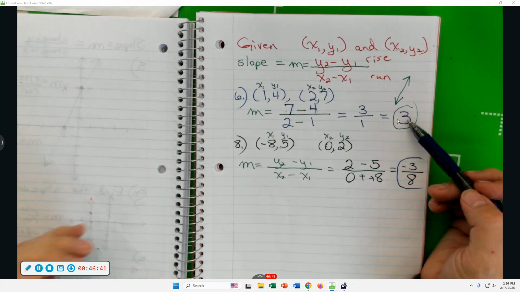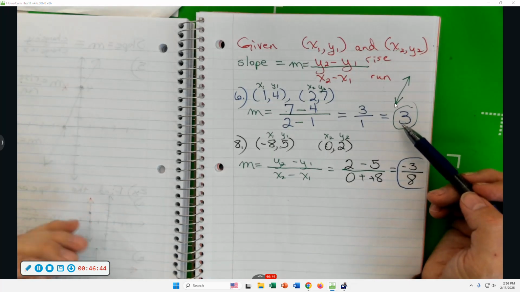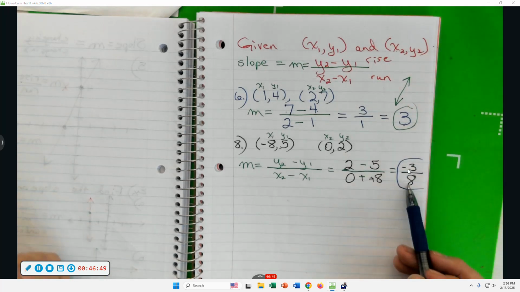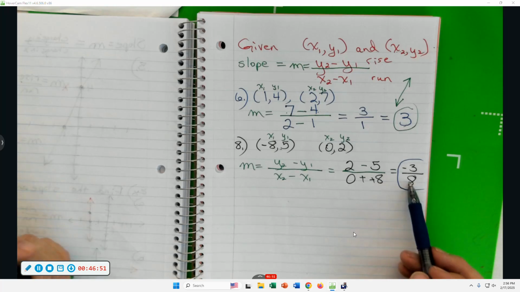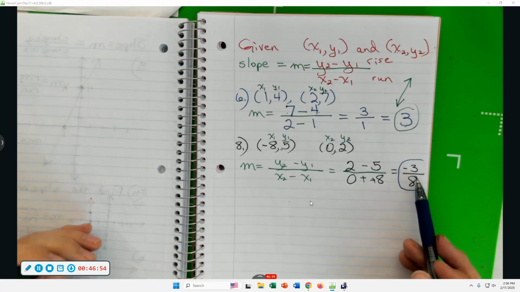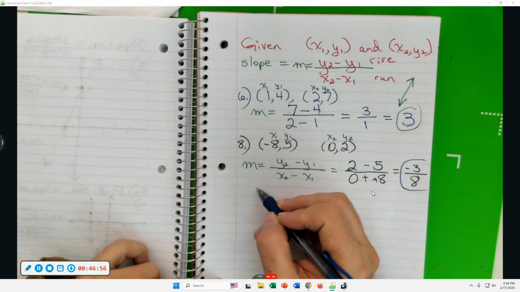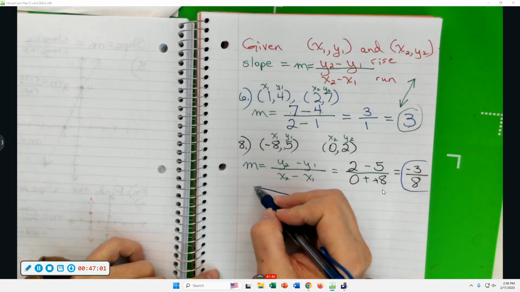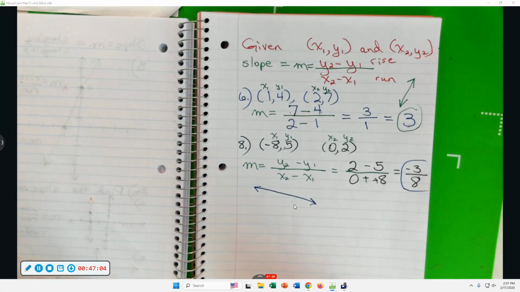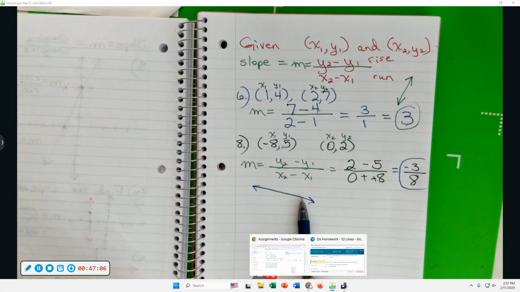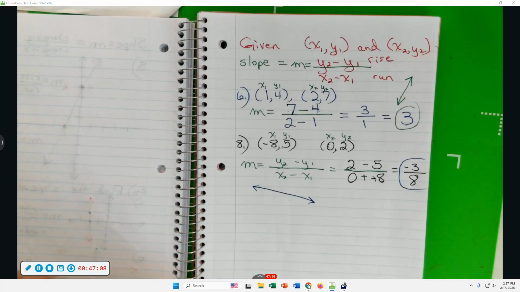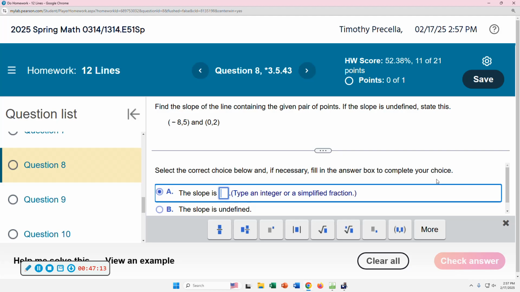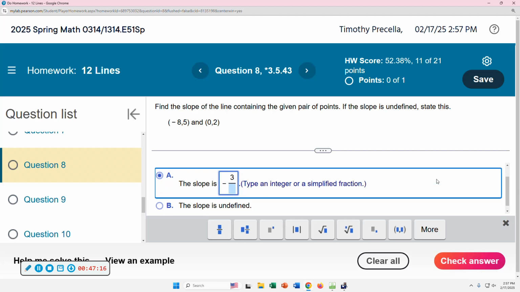To me, a slope bigger than 1 is pretty steep. We had a slope of 3. That's why I said it was a steep line. This thing here, negative 3/8, is less than 1. It's negative, so if you plotted the points, it'd be falling, but it wouldn't be that steep. It'd be something like that. But once again, they're not asking you to analyze the graph. All they want is the slope, negative 3/8. Ready for me to type it in? Negative 3/8.